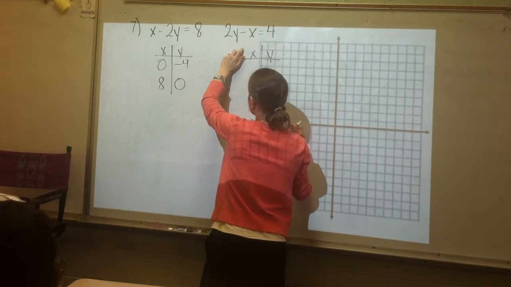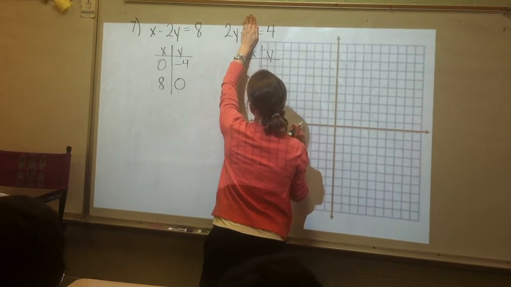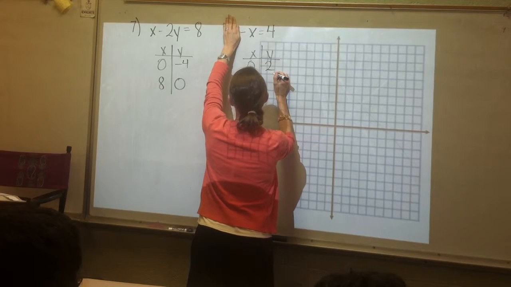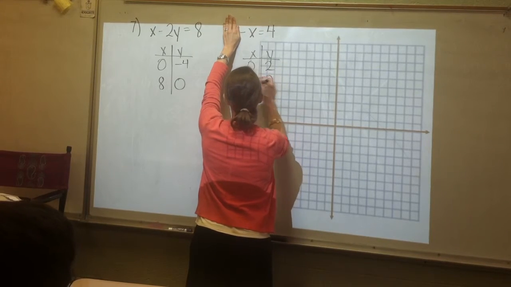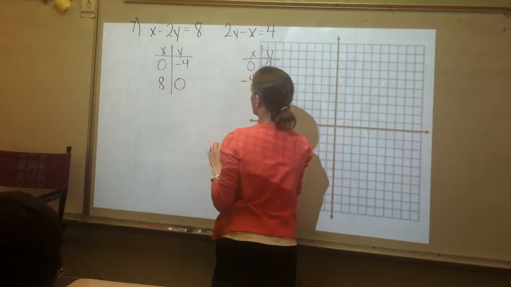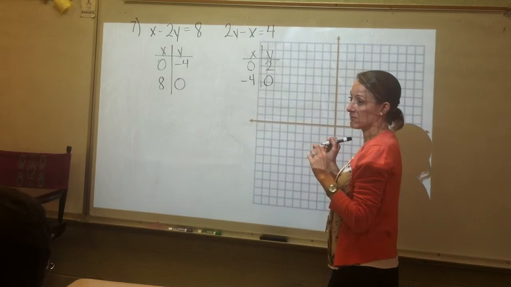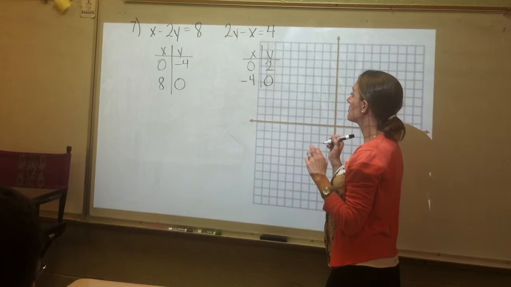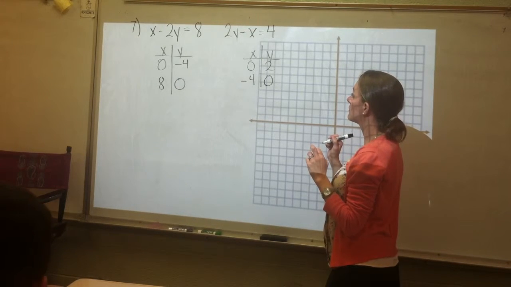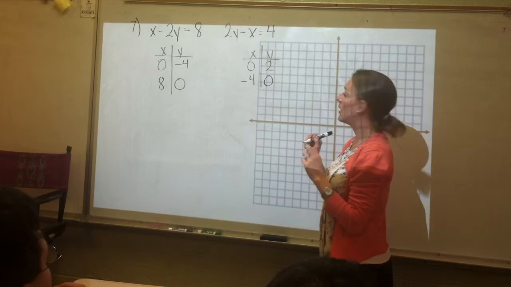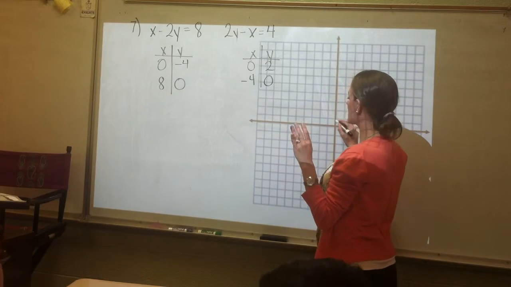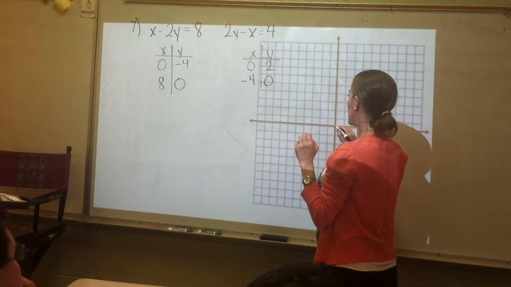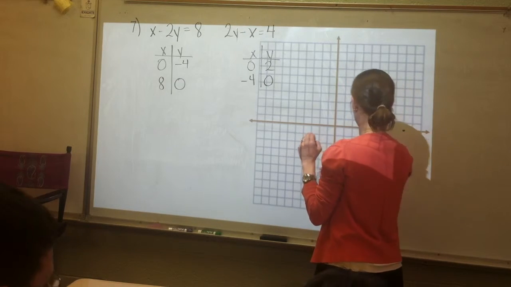This is where you guys are getting mixed up. If x equals 0, what does y equal? 2. If y equals 0, what does x equal? Negative 4. Negative 4, because it's a negative. Oh, yeah. Okay? So, did we do that right? Yeah. Everybody's kind of getting this one all mixed up. So 0, negative 4, and 8, 0.